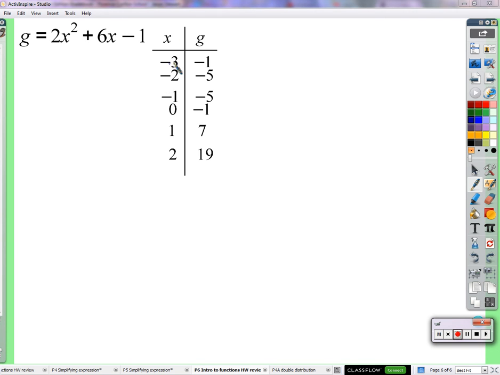Track of if I plug this in for X, I get this out for G. And if I plug this in for X, I get this out for G. This is turned into negative 5 and so on. Okay. That's all the function is. It's a really simple concept.